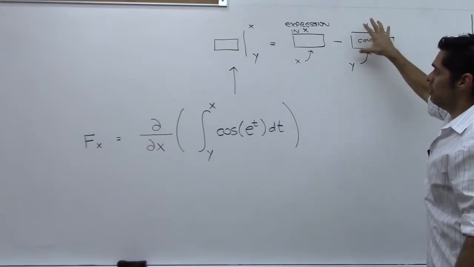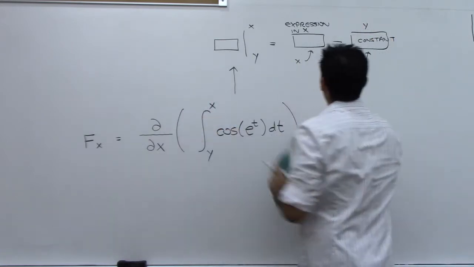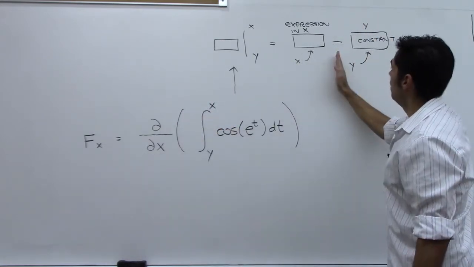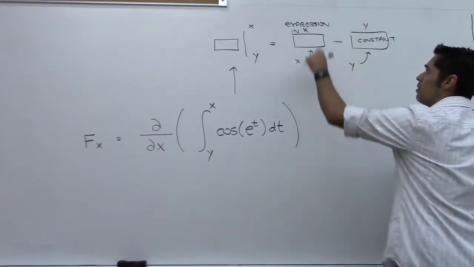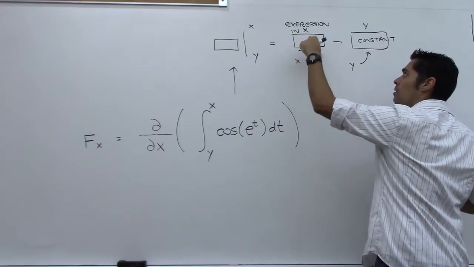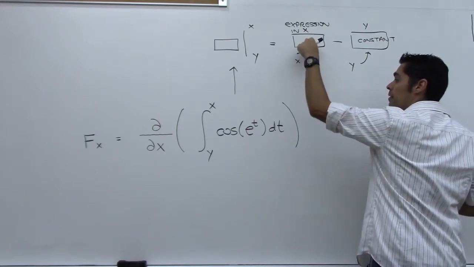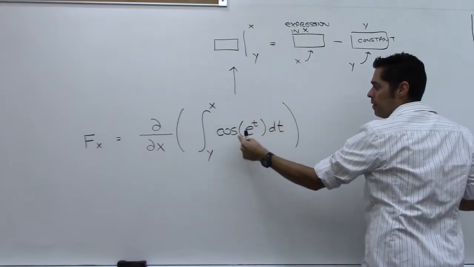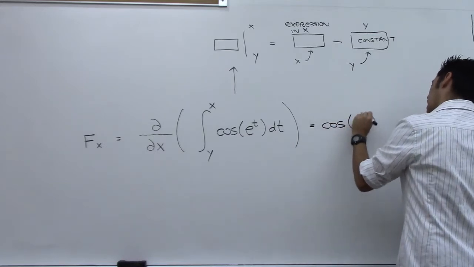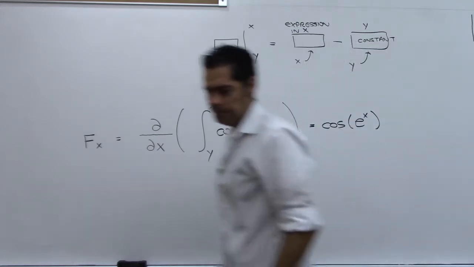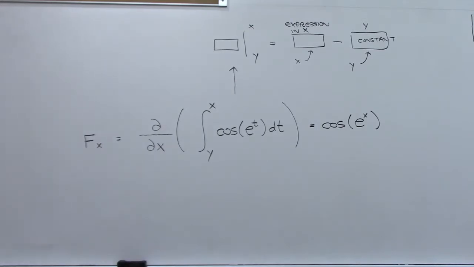And because that's everything in the parentheses, now what I do is I take the derivative of this. This part is a constant, so it's going to go away. What I'm doing is taking the derivative of this box, but with x plugged in. So the derivative of this box takes you back to this, but with x plugged in. So all you get is cosine of e to the x. And that's it. Hope that makes sense.